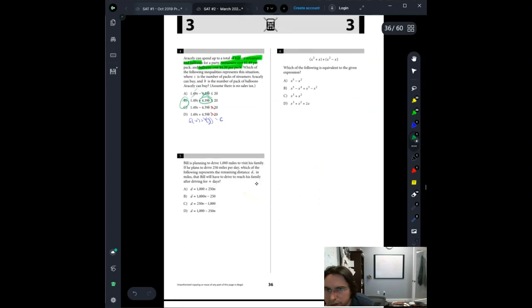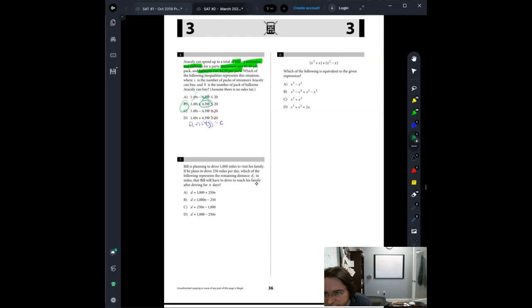Okay, number 5 here. So again, we see slope-intercept, we see another word problem. It's sort of backwards in some ways, but essentially it's just slope-intercept that we have here. It says Bill is planning to drive 1,000 miles to visit his family. He plans to drive 250 miles per day. So there's our slope, because we see miles per day.